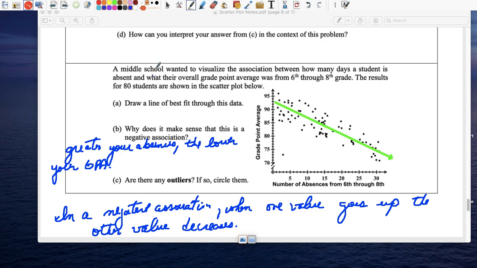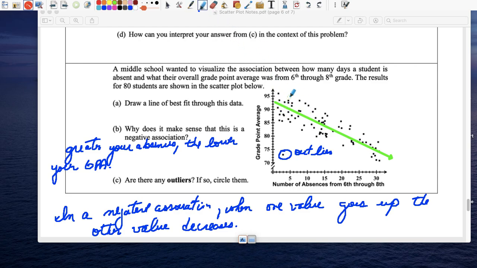Are there any outliers? Yeah, here's our outlier. This one had about 4 absences, but his GPA was still lower. So it didn't really follow the trend here. The trend says that as the number of absences gets higher, your GPA goes down. If you look at most of the other 80 kids, anybody who has 4 absences is in this area here.